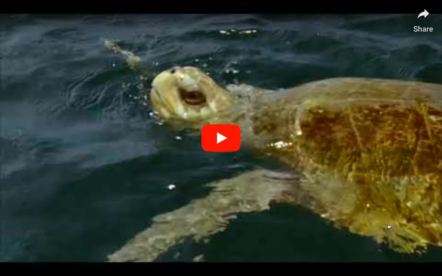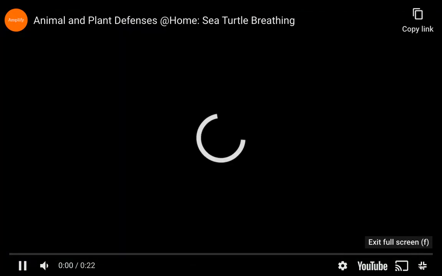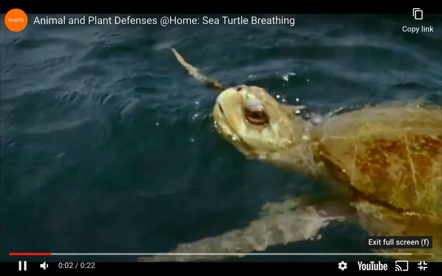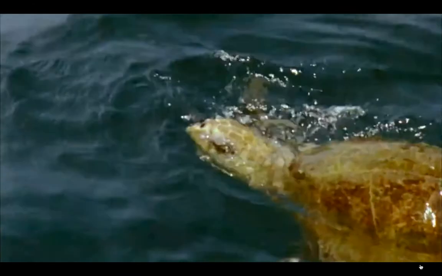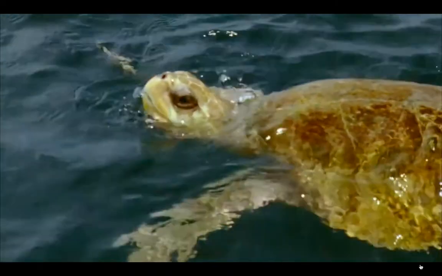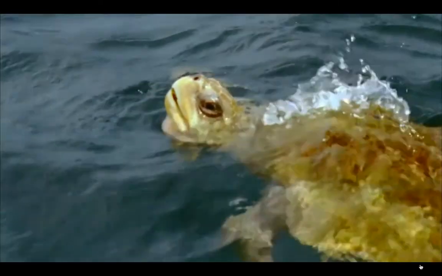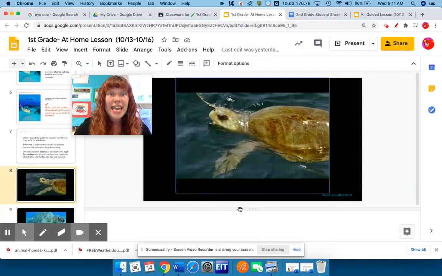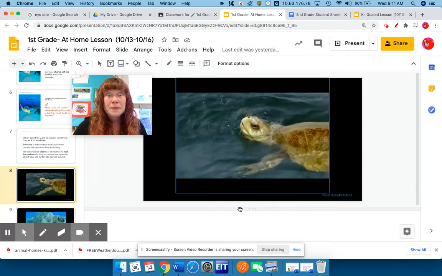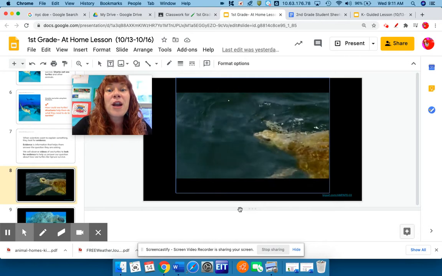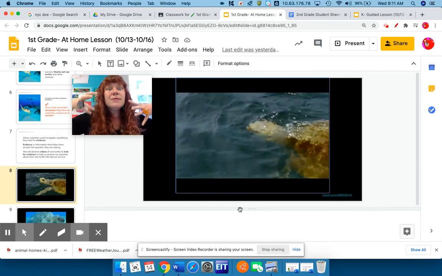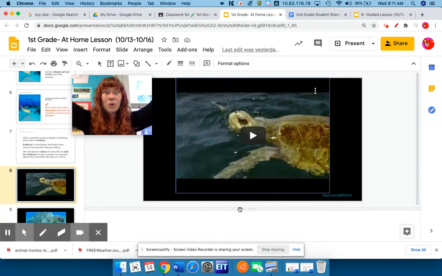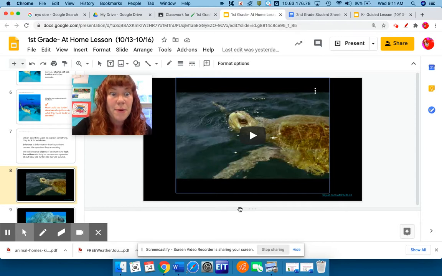Okay, what did you observe that Spruce was using to survive? Right, she's using her nose, her mouth, she's floating, she's got her flippers. Great. And what is it that she's getting that she needs? Yeah, she's getting air. Let's get some air too. Breathe in and breathe out. Oof, if we were a sea turtle, we'd be very happy right now.